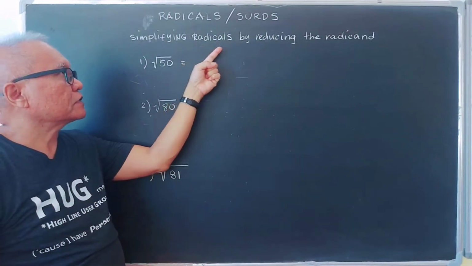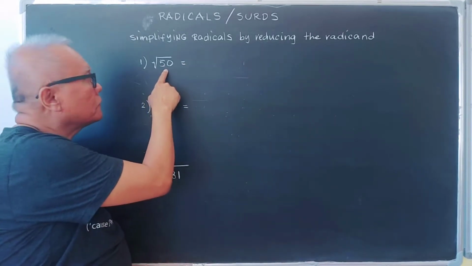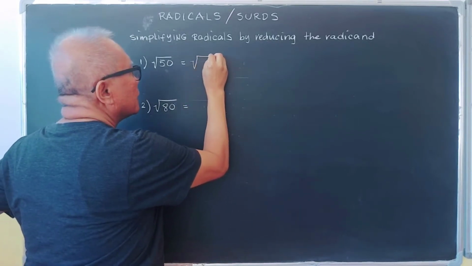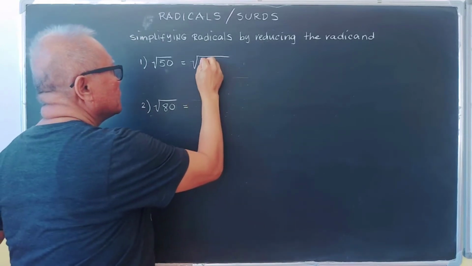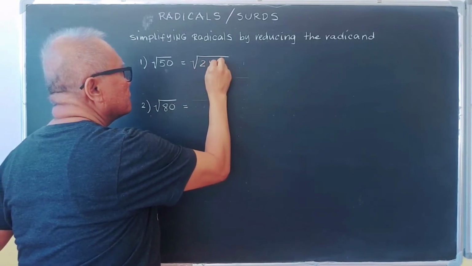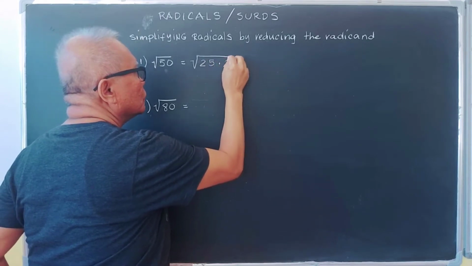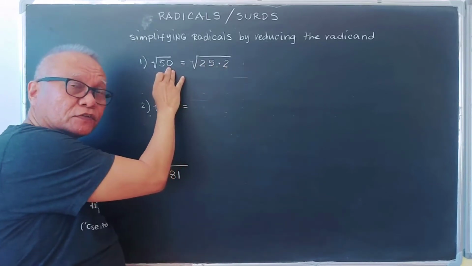Simplifying radicals by reducing the radicand. So you have here the square root of 50. We can write this one, break it into 25 times 2. Okay, 25 times 2 is 50.